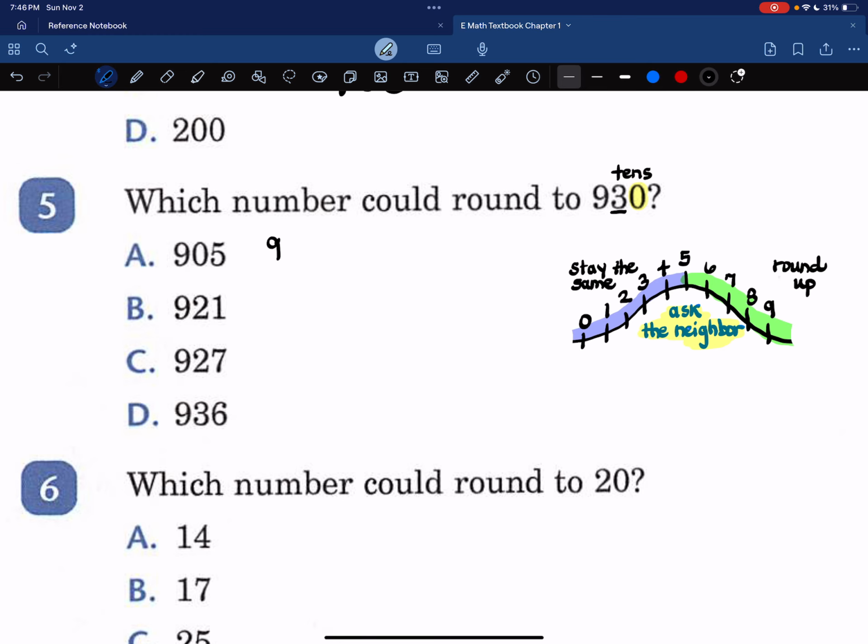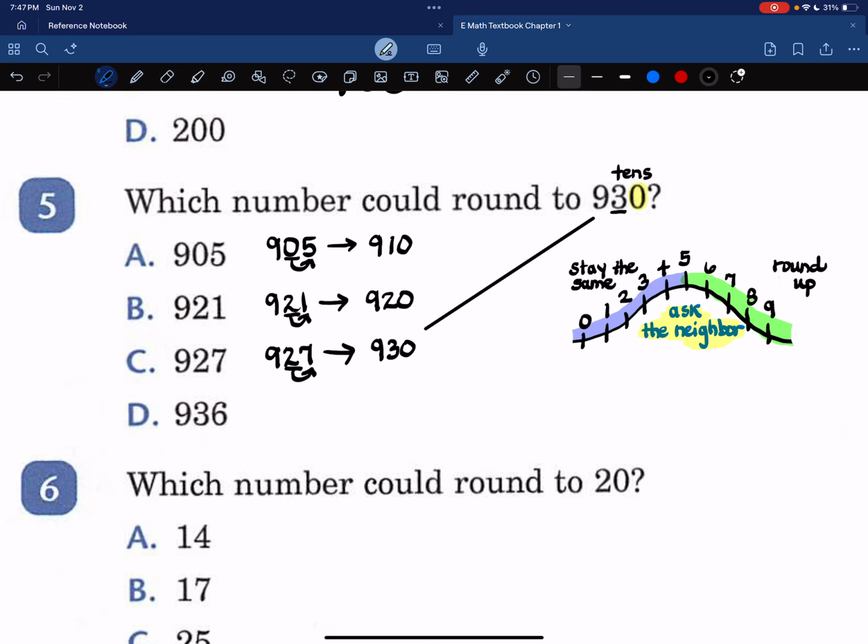We have 905. Okay, that would round to 910. We have 921, and that would round to 920. We have 927, and that would round to 930. Check that out.